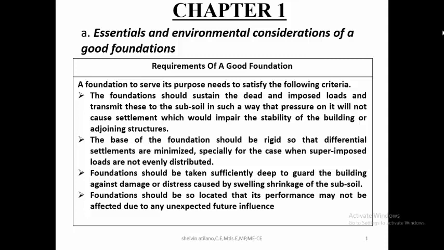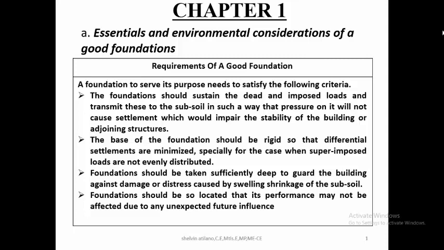So, this pressure should not cause settlement. Meaning, you should have a suitable section that will carry the load, and also the soil beneath the foundation should not cause settlement, because settlement would impair the stability. Okay? Stability in a manner that there will be some structural effects on the structure, because once there is a disability of the foundation, it will affect the column, the beam, and the slab, and of course the total structure.